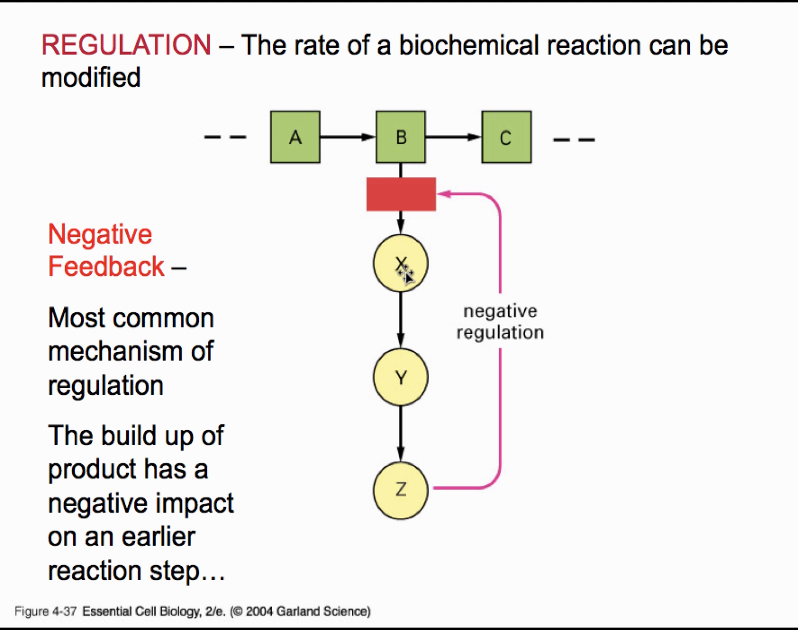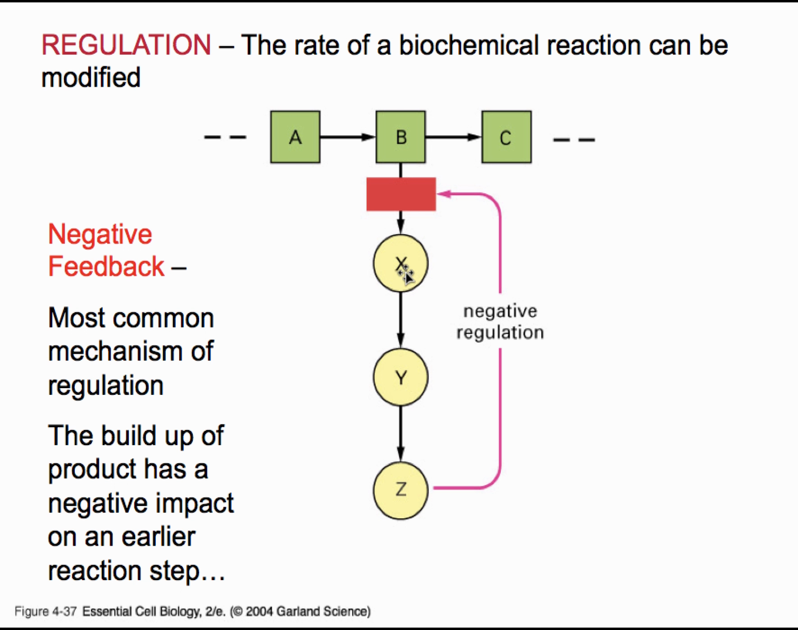In this particular example, all we are interested in is the interaction of Z with this enzyme here between B and X. As the concentration, i.e. the number of molecules of Z increases in the cell, they are more likely to bump into, by random motion, the enzyme in red.